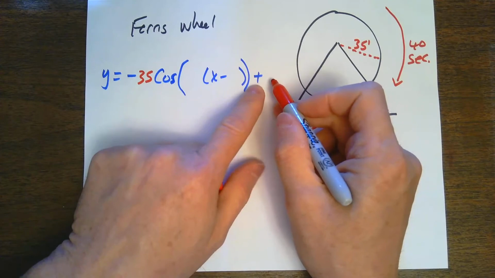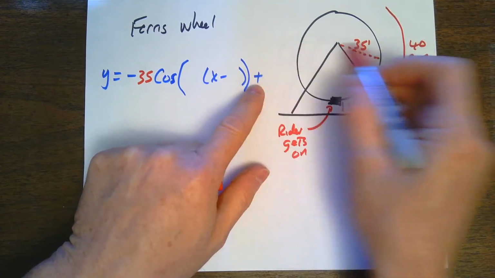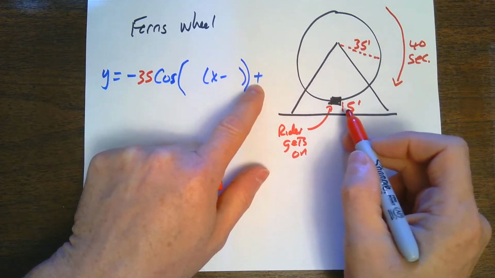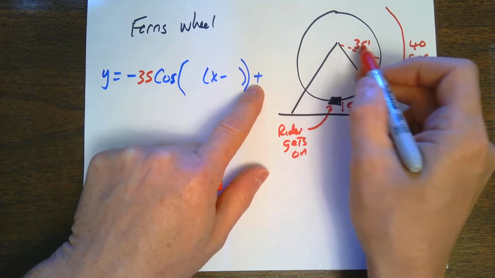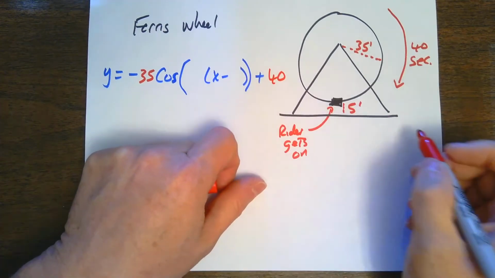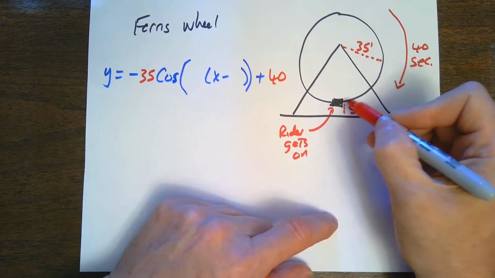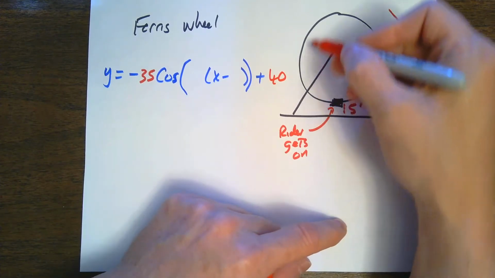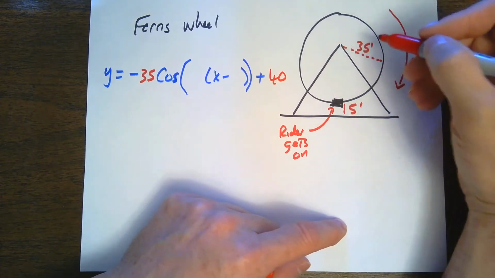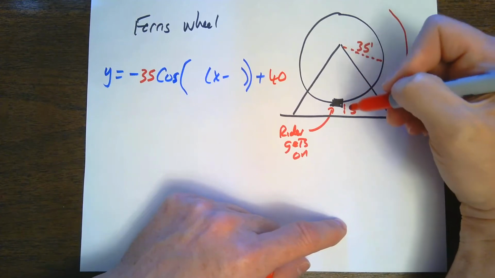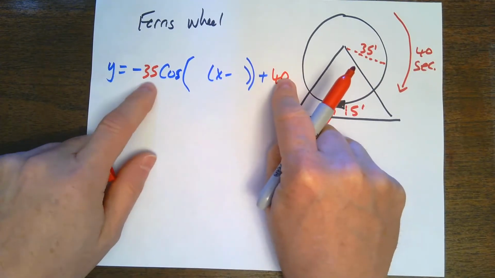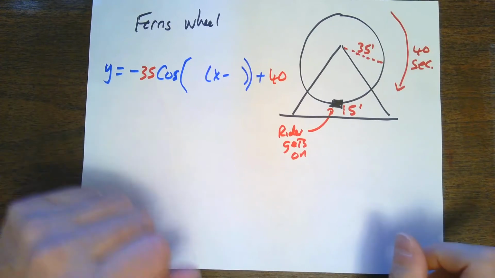What's the center line? Is it 35 feet? My center in the middle? No, because I'm starting 5 feet high. The center line is actually going to be 40. The lowest point I am on the ride is 5 feet high. The highest point I'm on the ride is going to be 35 plus 5, or in other words, 40 plus 35 would be 75 feet high.